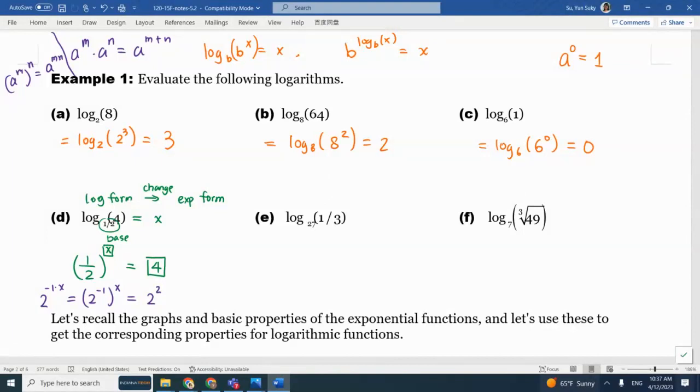Yes? Now, do you see both sides? We have the same base. Last time we said if we have the same base, just set the exponents equal to each other, right? So we got negative x equals 2. What is x? x is negative 2. Okay, so log base 1/2 of 4 is negative 2. Questions?